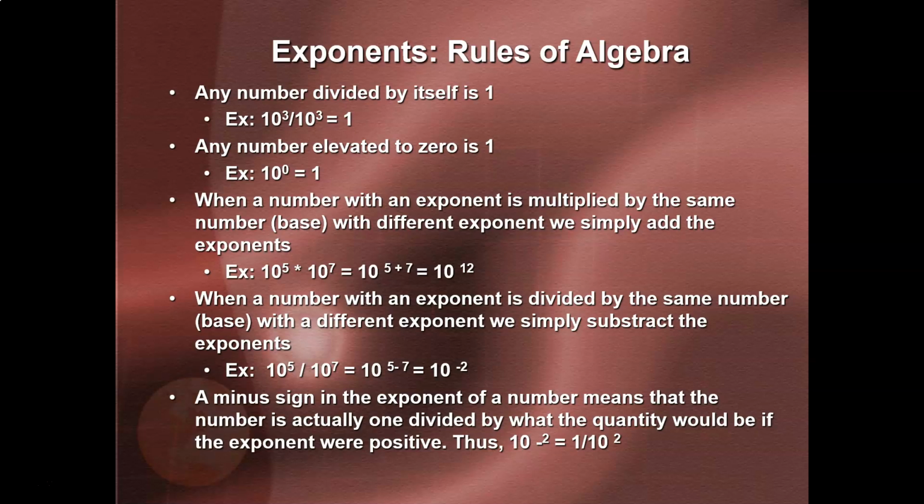So for example, any number divided by itself is 1. So if you have 10 to the third divided by 10 to the third, that will give you 1. Any number elevated to 0 is 1. So if you have 10 to the 0, that will be 1. If you have 7 to the 0, that will be 1.